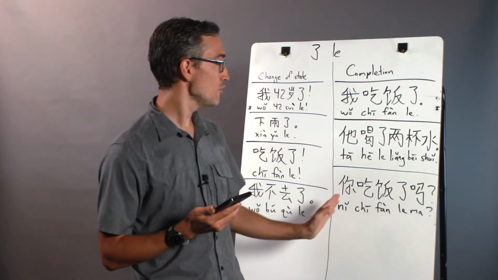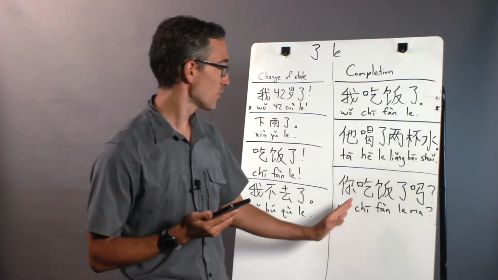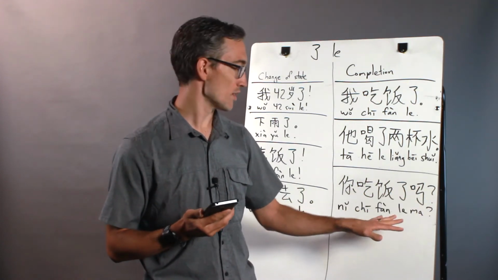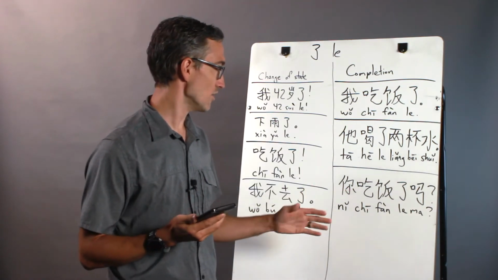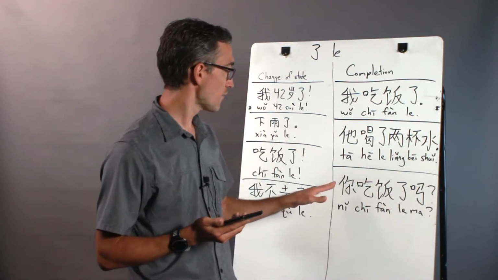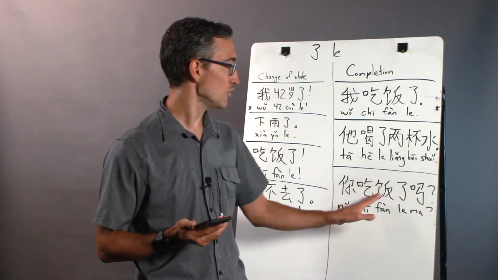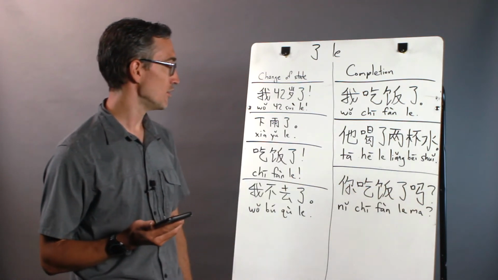All right, so if you make it a ma question, I just want to point out that here, if I put the le at the end of the phrase, and I have a ma to make it a yes or no question, also at the end, the le comes first, the ma comes last. That's important to know, just how to put those 2 things together. So if I ask, 你吃饭了吗? 你吃饭了吗? That means, have you eaten? 吃饭 means eat. 你吃饭了吗? Have you eaten?